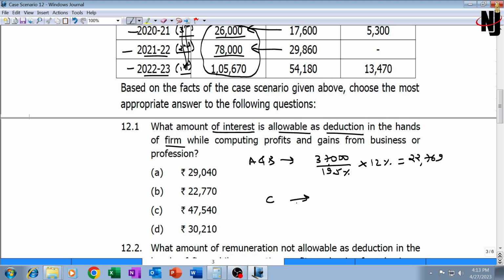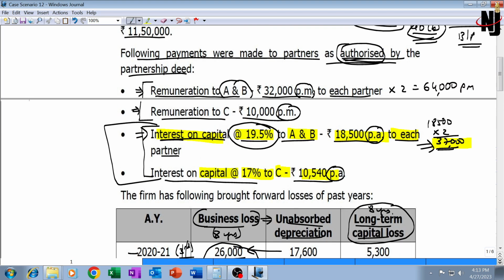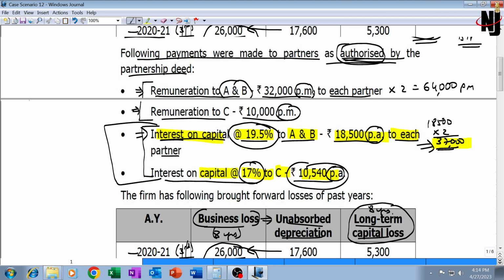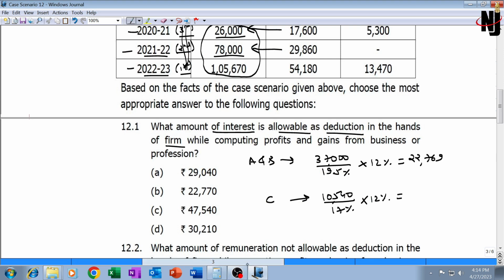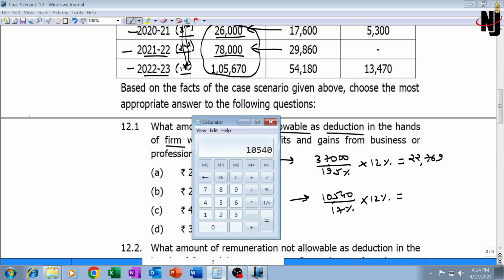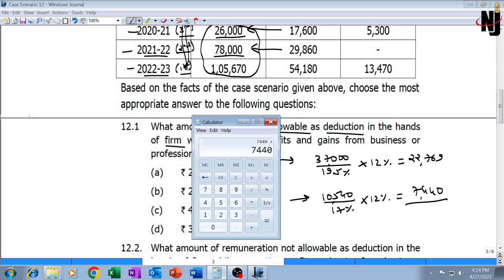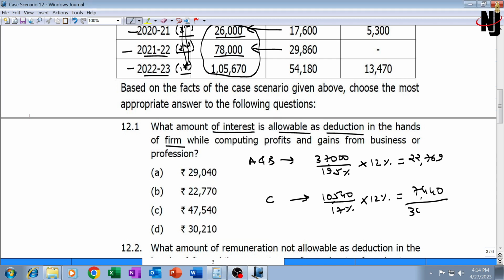And as far as partner C is concerned, how much is paid to him? Partner C at the rate of 17%, 10,540. 10,540 is at the rate of 17%. Then how much will be at the rate of 12%? We'll have to calculate this out. 10,540 divided by 17 into 12 is 7440. The total allowable to both the partners combined together is 7440 plus 22,769, which is equal to 30,209.